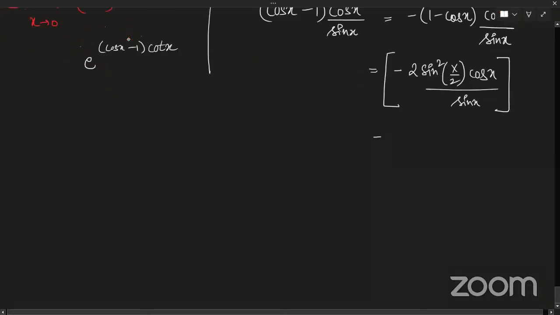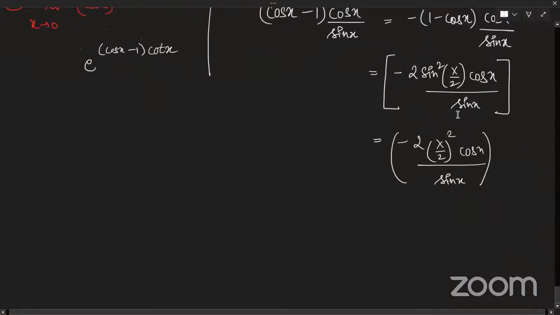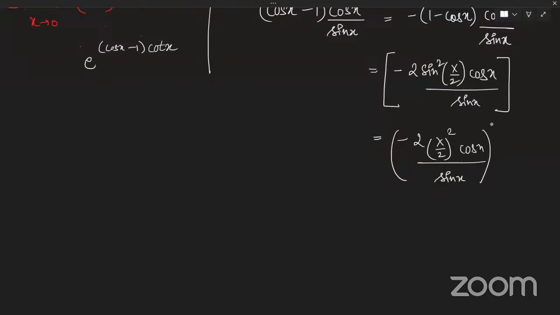I can get rid of my sine directly. So I have minus 2 into x by 2 whole square cos x by sin x. How do you get minus 2? 1 minus cos x is 2 sine square x by 2, and there is a minus in the front, right? So minus 2x square.